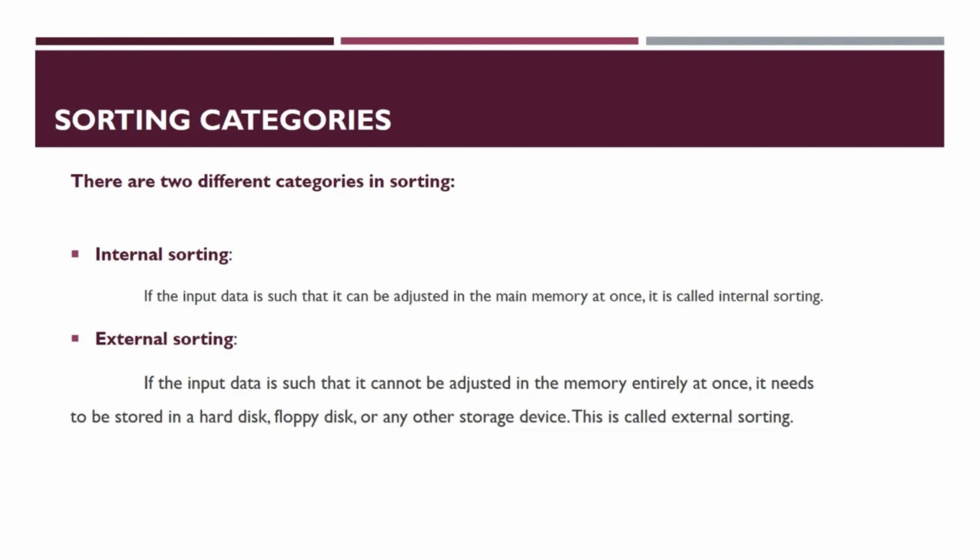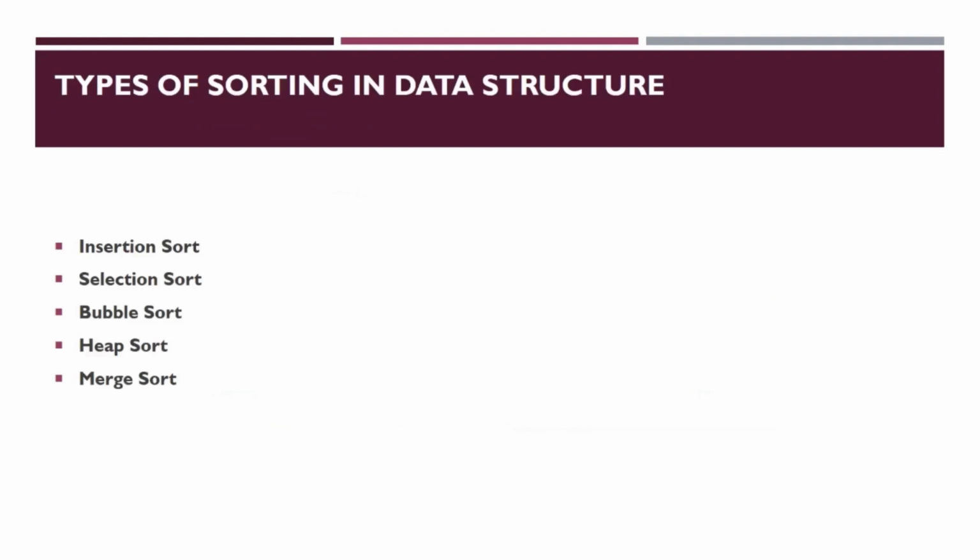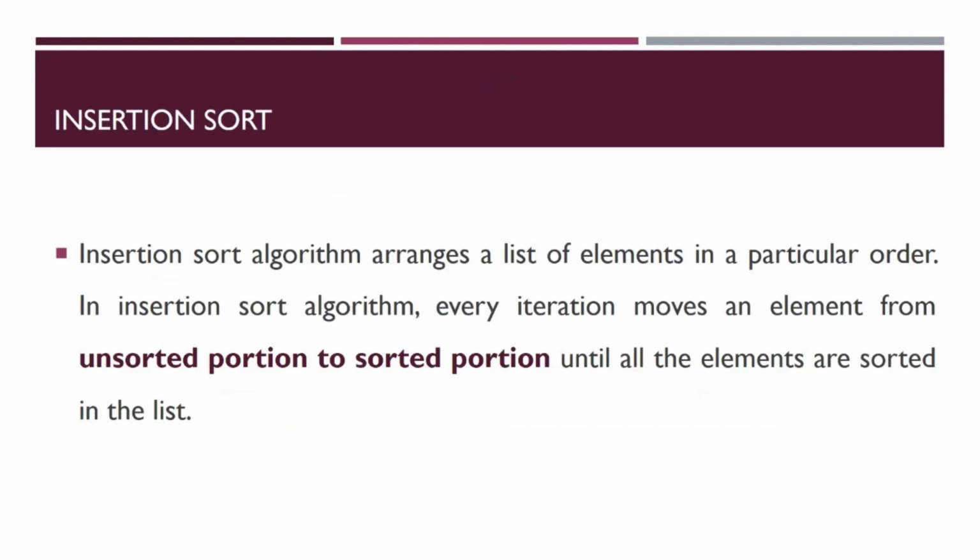With that said, now let us take a look at different sorting techniques in data structure: insertion sort, selection sort, bubble sort, heap sort, and merge sort. First one is insertion sort. In insertion sort, the algorithm arranges a list of elements in a particular order. In the insertion sort algorithm, every iteration, here iteration is when the same procedure is repeated multiple times, moves an element from the unsorted portion to the sorted portion until all the elements are sorted in the list.